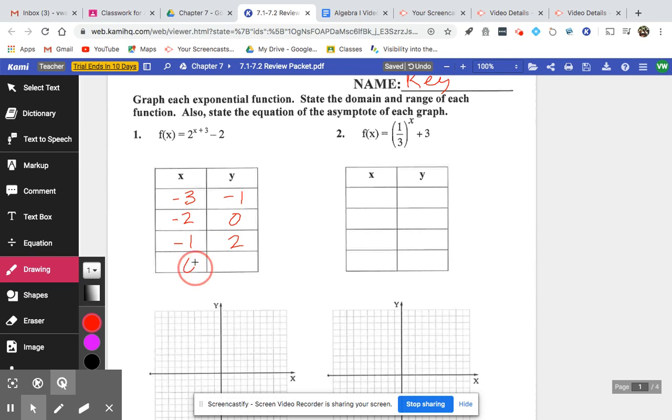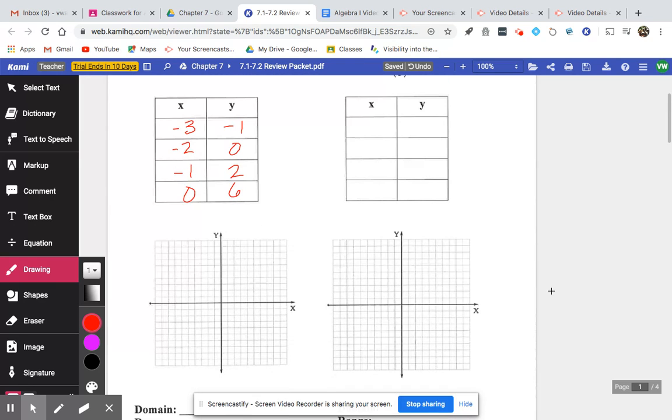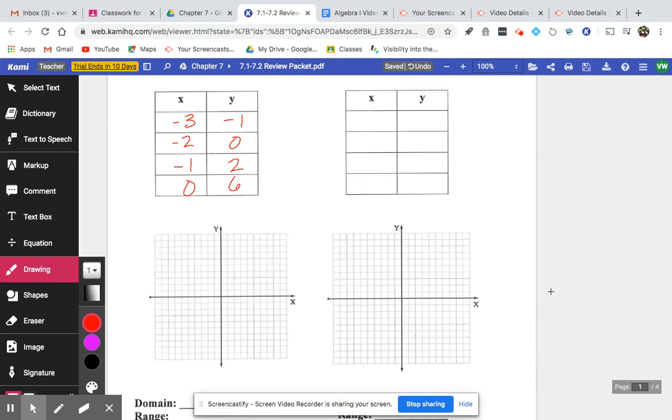Now I'm going to plug in 0. 0 plus 3 is 3. 2 to the third is 8. 8 minus 2, 6. All right, now we got to draw the graph here. Let me scroll down a little bit. Here we go. Perfect. So 0, 6, 1, 2, 3, 4, 5, 6. Right about there. -1, 2. Right there. -2, 0.